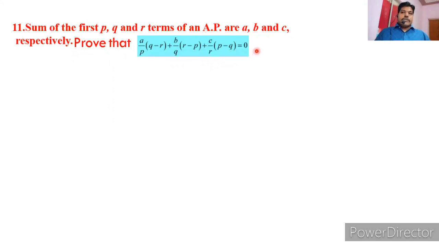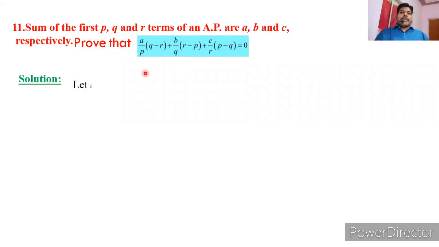So, the sum of first p terms is a and the sum of first q terms is b. Sum of the first r terms is c. So they are asking me how to prove this one: a by p into q minus r, b by q into r minus p, c by r into p minus q is equal to 0. So see this one, how to prove that.